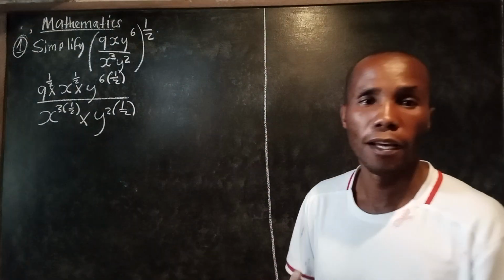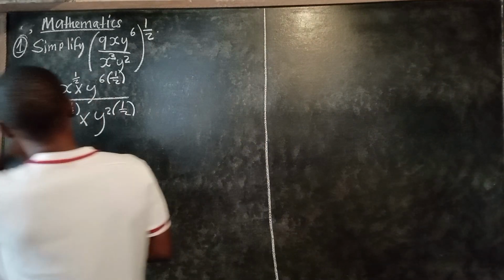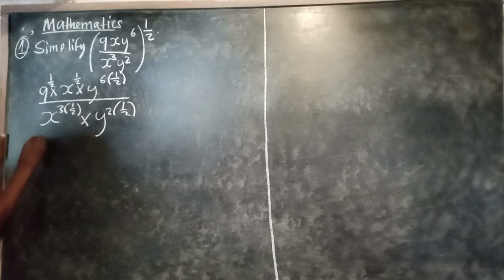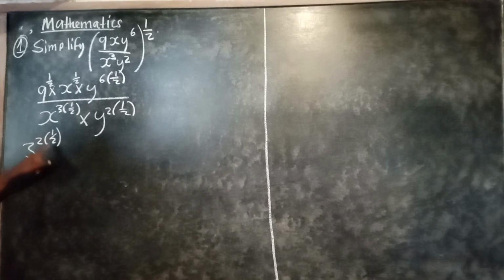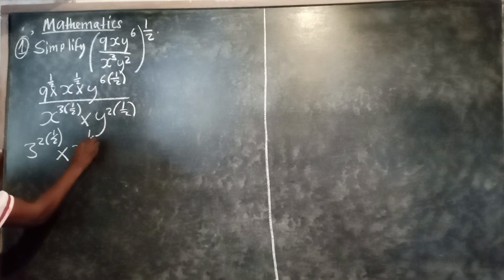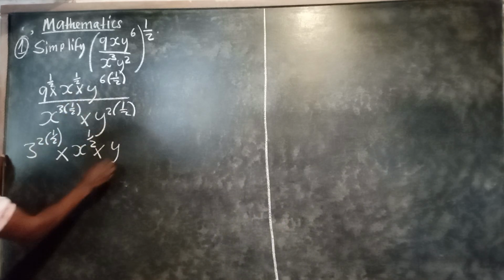Then from there, we can simplify further. This 9, as usual, can be written in index form. So it will be 3 power 2, then there is a power again, which is 1 over 2, because 3 squared is 9. Then times x will just remain x power half. Then times y. Let me just bring it down the way it is.